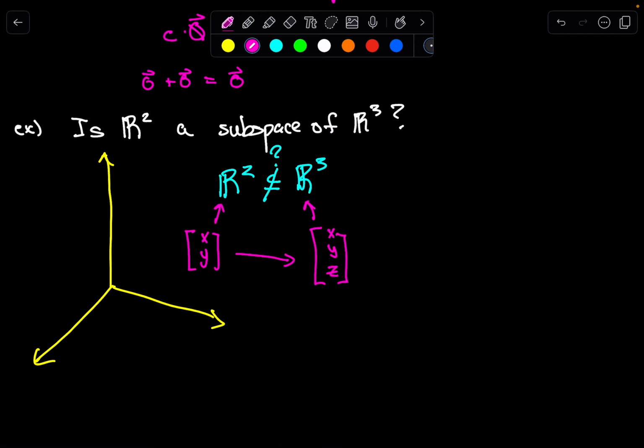These are clearly impossible to be in the same space because by definition, the ones in R2 have two pieces, the ones in R3 have three pieces. So it turns out that R2 is not a subspace of R3, but we can get around that caveat because the set of all vectors x, y, 0 that are in R3, such that x and y are just real numbers.